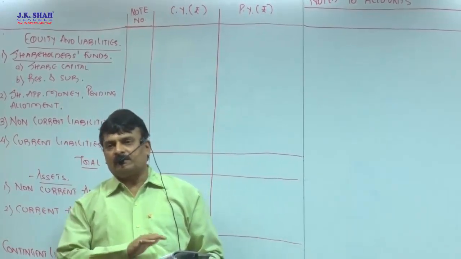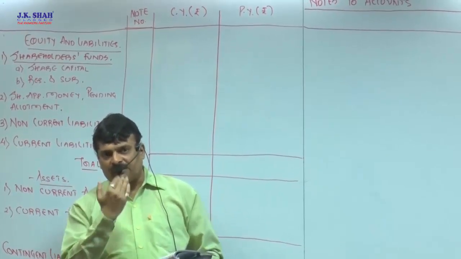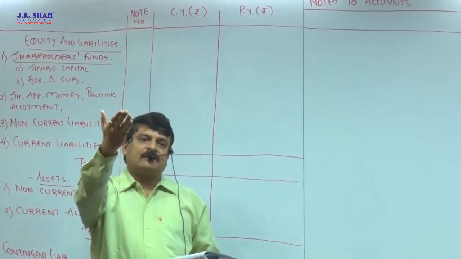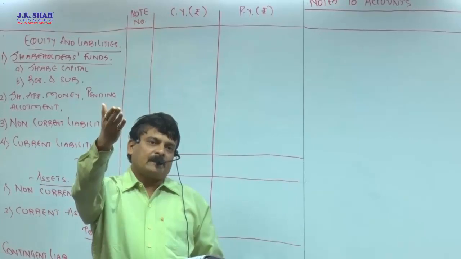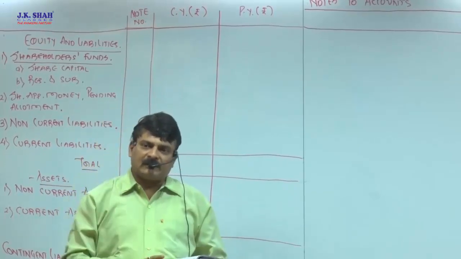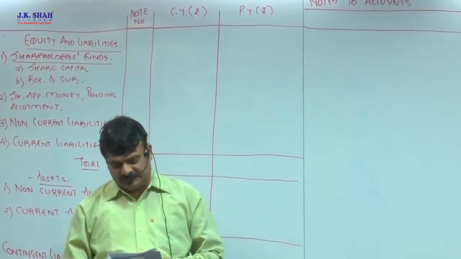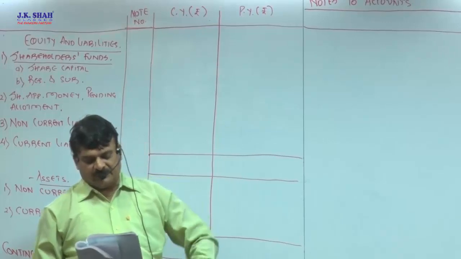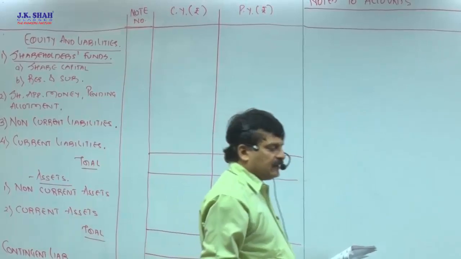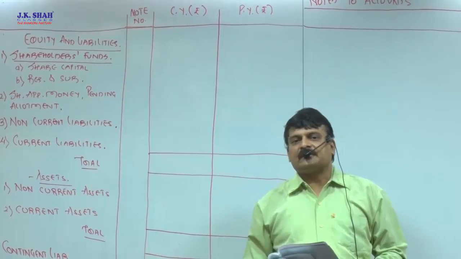What is long-term loans and advances on the asset side? Loans taken or loans given? Our company has given loans for the long term. Long-term means it is repayable after 12 months. So that is called long-term loans and advances. Next one, other non-current assets. Means any other long-term asset will be called other non-current asset.